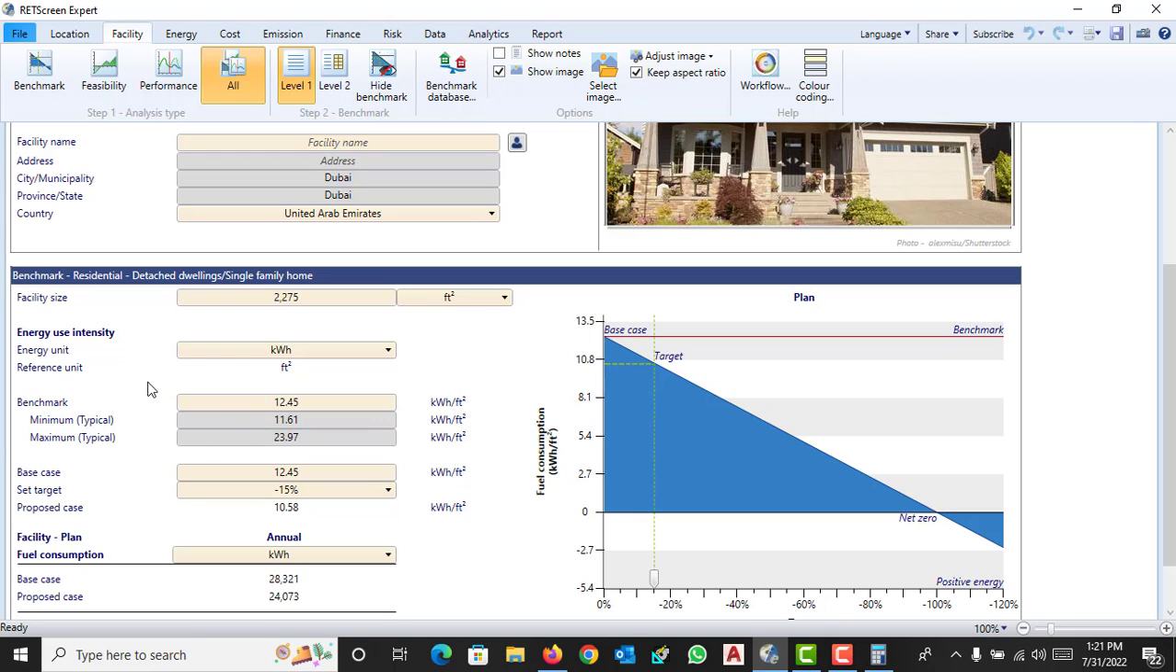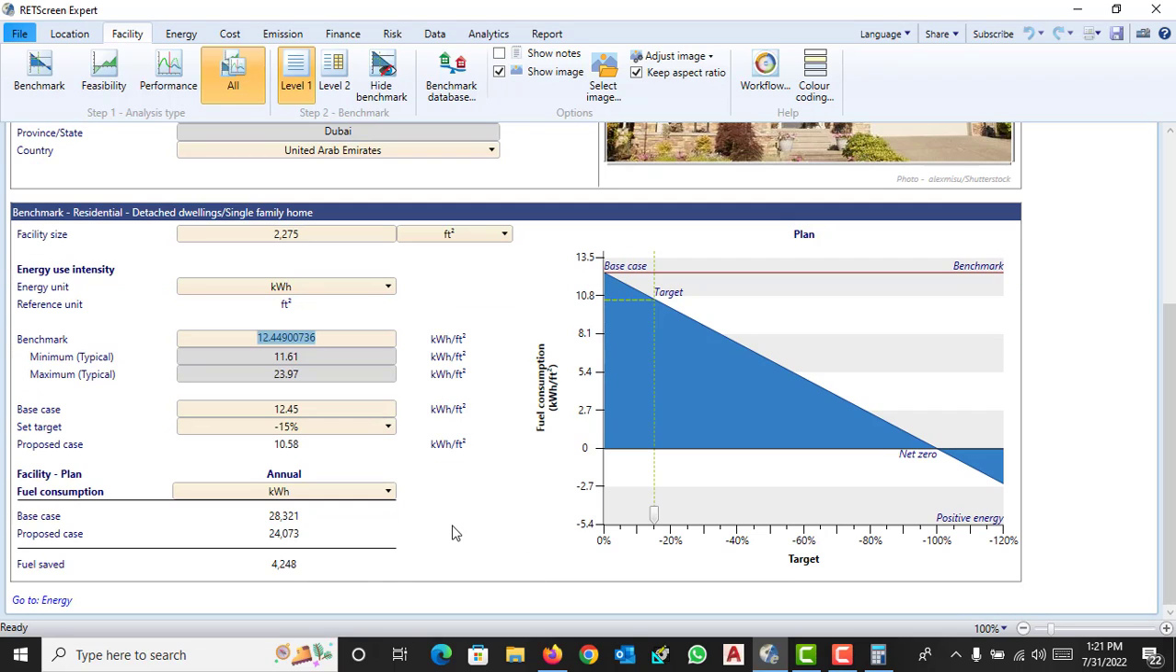This benchmark data is calculated by the software. If you know the exact kilowatt hour per feet square, you can put it here, or you can just leave it as original. So this is the base case in which 12.45 kilowatt hour per feet square is the consumption. That is the standard consumption that a building can consume, and you are going to target a 15%.